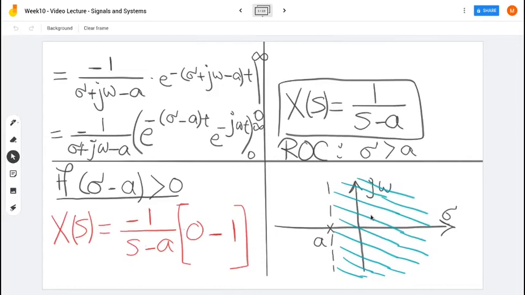Okay, so what would happen if this condition over here was not satisfied? If sigma minus a is less than 0, it's a negative value.